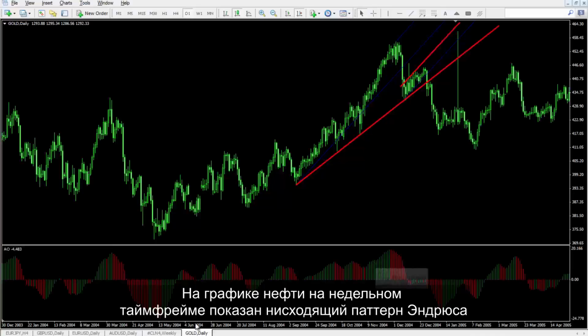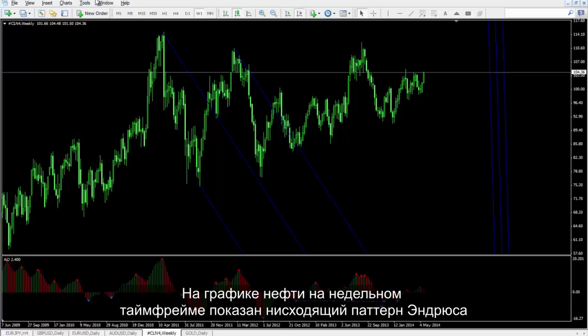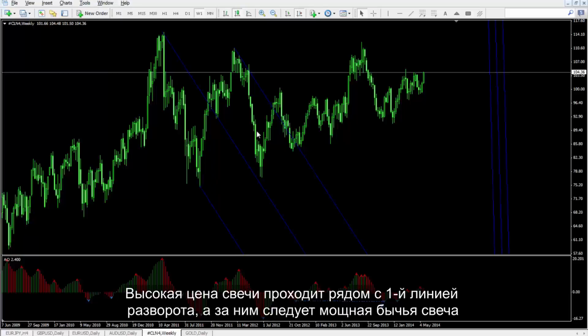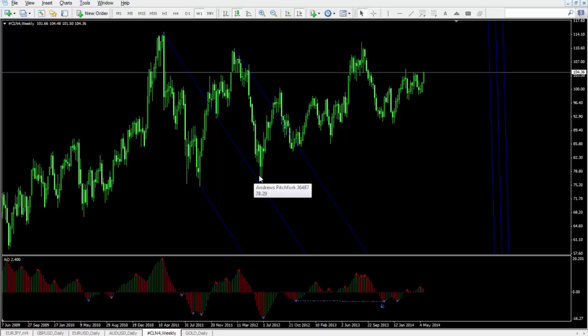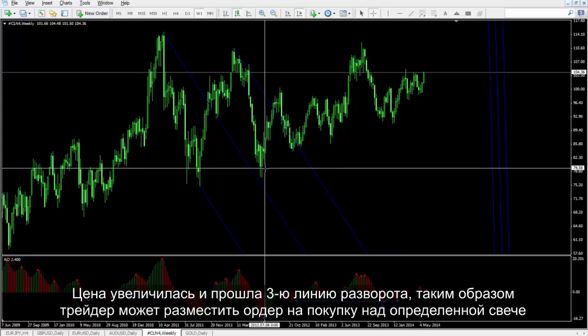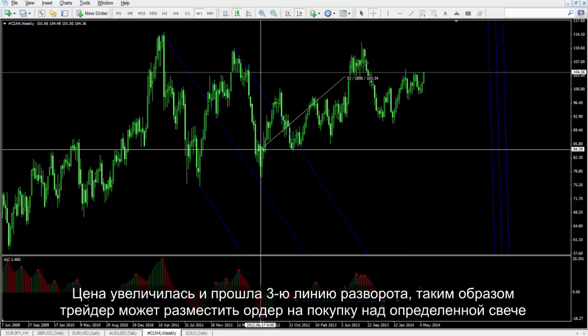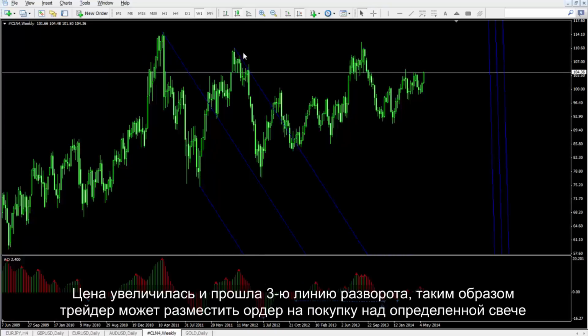On an oil chart in a weekly time frame, there is a downward Andrews pattern. The high price of a candlestick went near the first pivot line, followed by a powerful bullish candle. Price increased and passed the third pivot line. Thus, a trader could place a buy order over the certain candle.